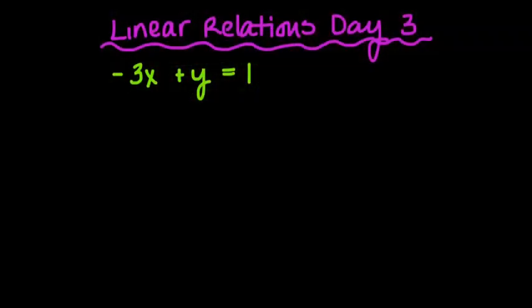I'm Miss Ulrich, and in this video I'm going to teach you how to transform linear relations into a table, a graph, decide whether it's increasing or decreasing, and identify the y-intercepts. So let's start with this first problem here. This is negative 3x plus y equals 1.